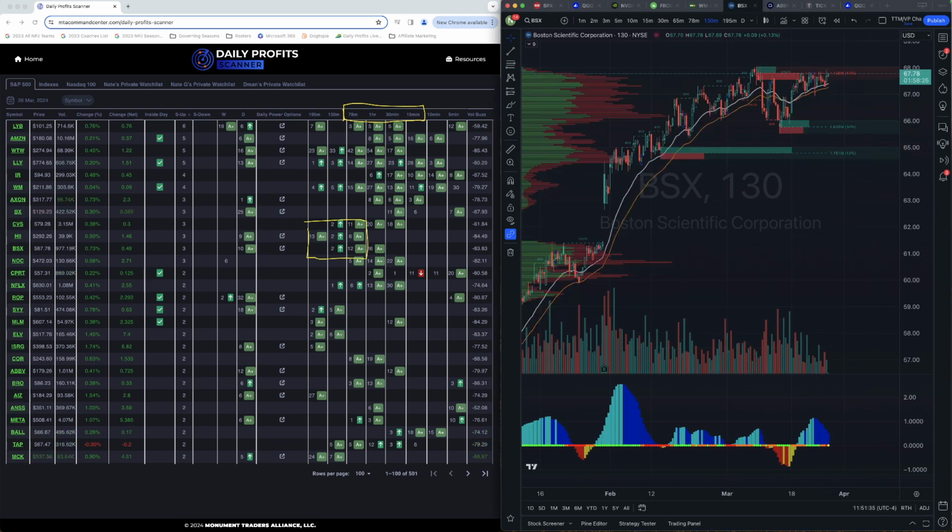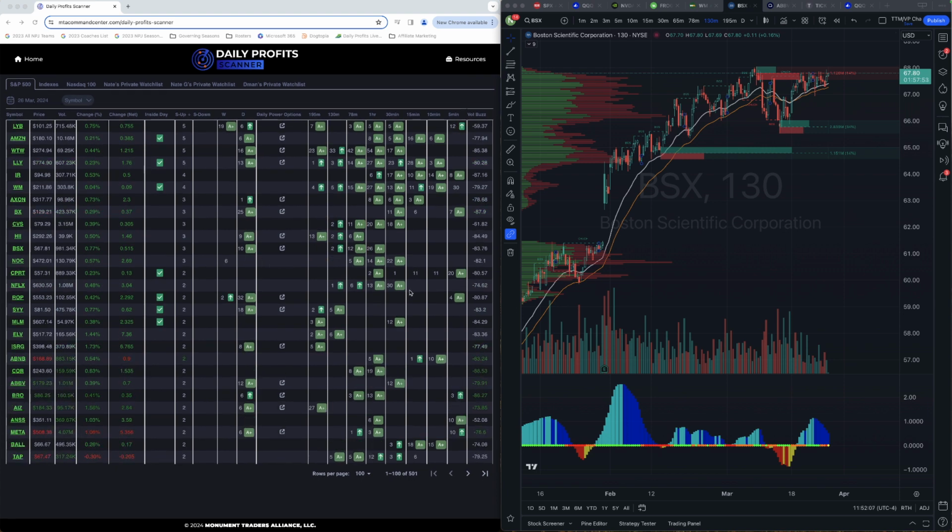Just how are options on BSX? A lot of monthlies here coming up on the scan. You can buy out till May. I mean, you could buy out till April too. The 6750s, BSX. All right. Anything else jumping out at us here on this scan?